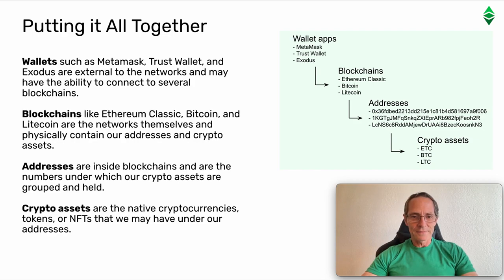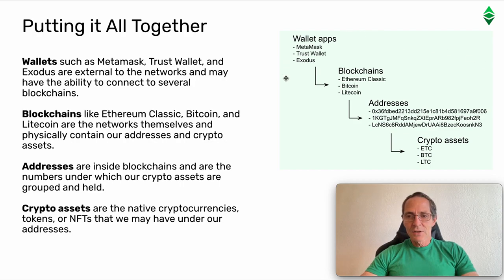Putting it all together. Wallets such as MetaMask, Trust Wallet, and Exodus are external to the networks and may have the ability to connect to several blockchains. Blockchains like Ethereum Classic, Bitcoin, and Litecoin are networks themselves and physically contain our addresses and crypto assets. Addresses are inside blockchains and are the numbers under which our crypto assets are grouped and held. Crypto assets are the native cryptocurrency, tokens, or NFTs that we may have under our addresses.